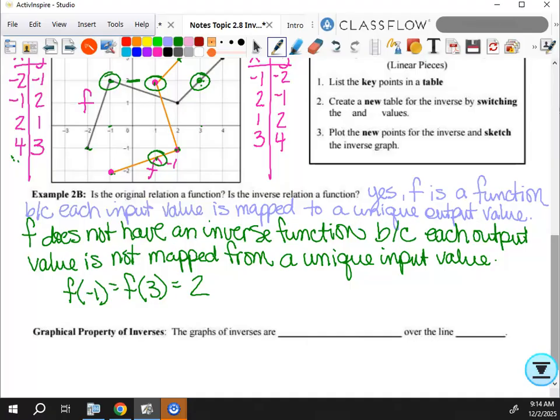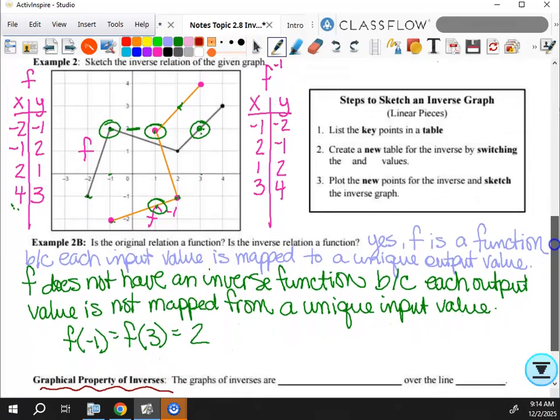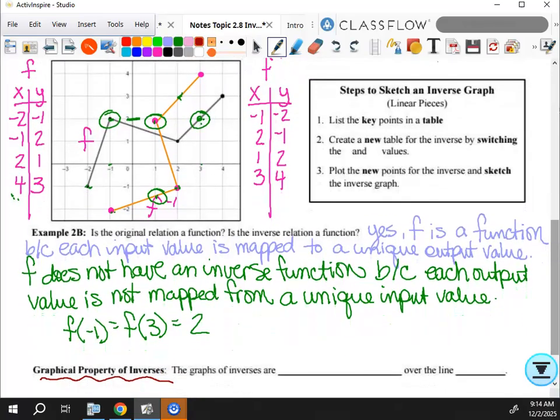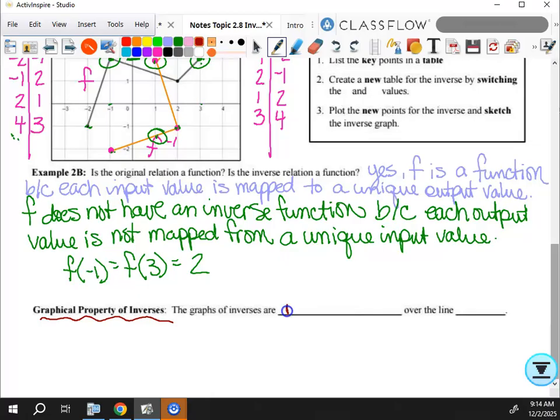Okay, so in addition to that, what we need to know about inverses, this is our graphical property. It's down there at the very bottom. Your graphical property of inverses: the graphs of inverses are blank over the line of blank. So anybody know what goes in those blanks? A reflection. Okay, do you see a reflection here? Do you see how we just reflected the original graph to get the new one?